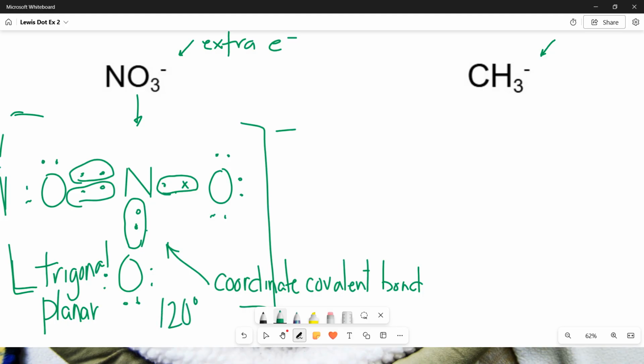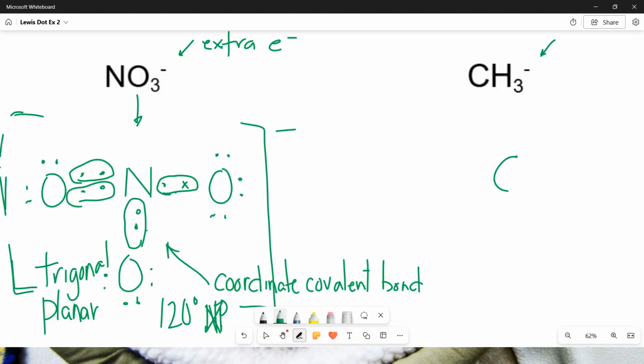And since I have oxygen pulling in all directions, it's not going to be nonpolar. I want to say it's nonpolar, but I have this extra electron, so it's going to be polar. So I gotta include that. Okay, so let's look at the next one.